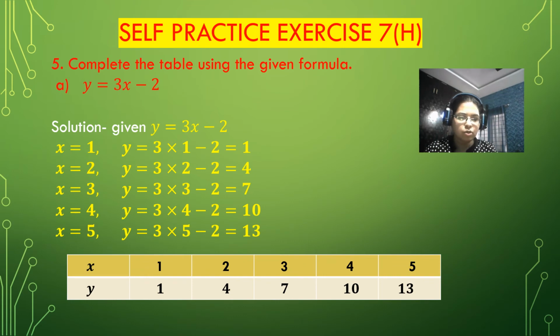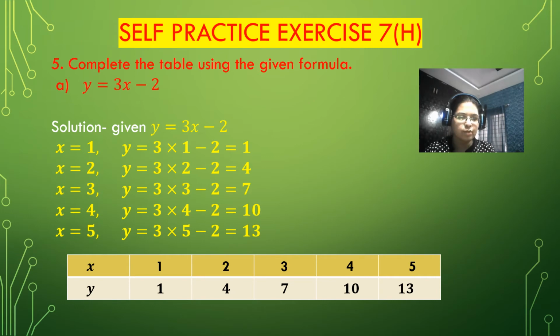Now we'll solve question number 5. Question number 5 is: complete the table using the given formula. First part is y equal to 3x minus 2. We have been given the formula y equal to 3x minus 2, and we have to find the value of y for the other values of x. When x equal to 1, we have to put the value of x equal to 1 in y equal to 3x minus 2.